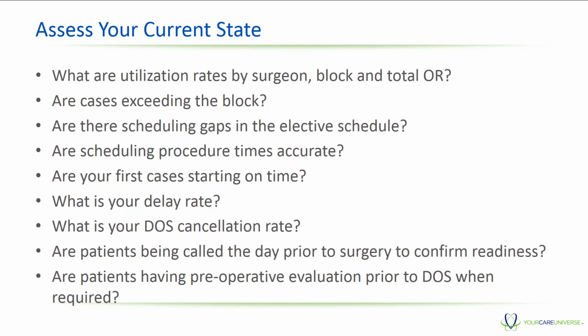So you really want to look at your current state as you're starting down this road to make changes to your policy and to your block allocation. What are your current utilization rates? As far as your surgeons, how are they using their time? What's the overall block utilization? And then your total OR utilization, because many times there might be some concurrent rooms running that you want to look at.